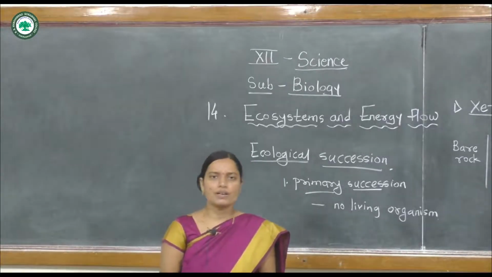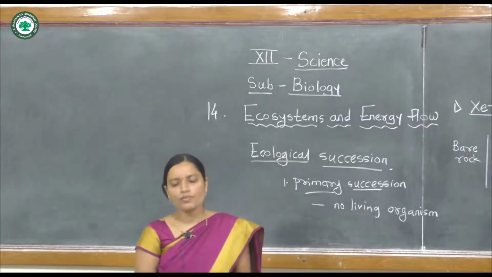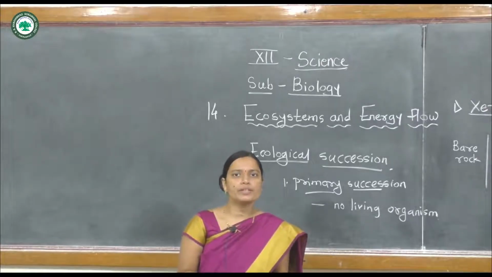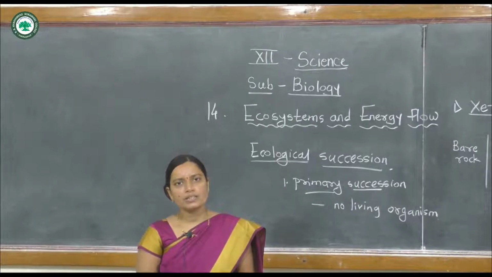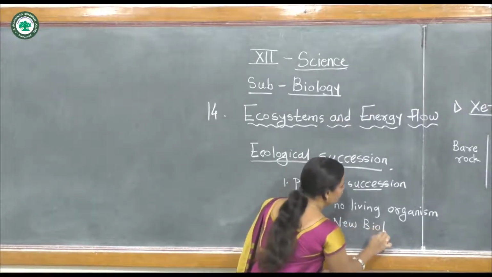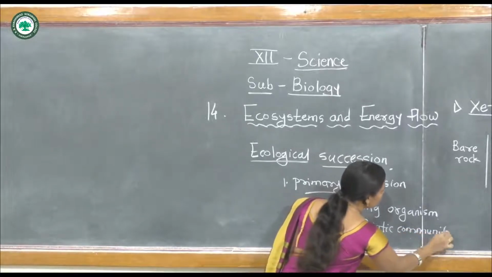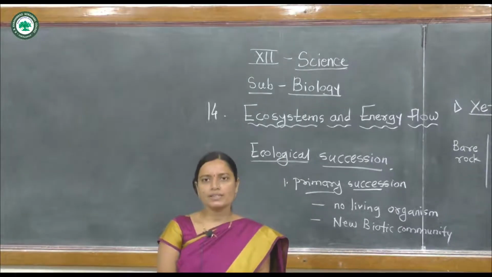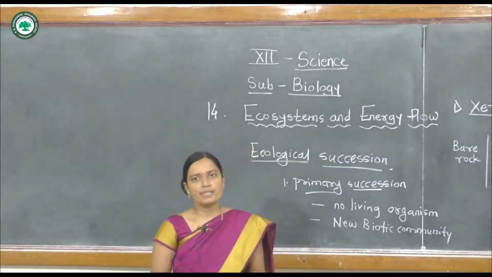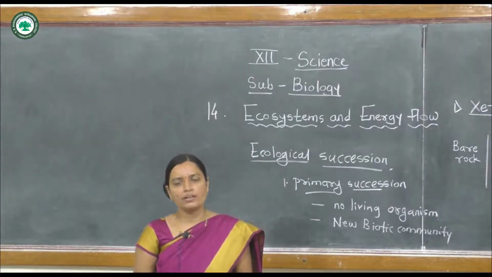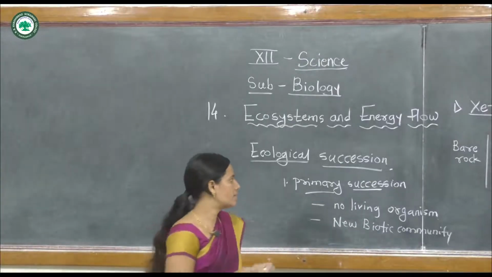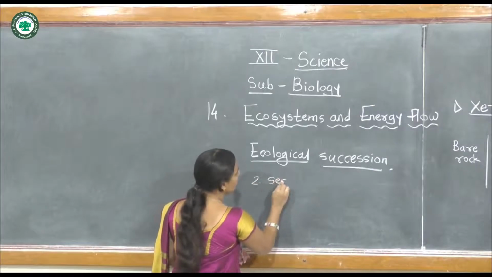Primary succession occurs on newly formed cooled lava as well as rocks, and newly created ponds and reservoirs are included in primary succession. It establishes a new biotic community. But primary succession is generally a very slow process, and it involves the hydrosphere and the lithosphere. Now the second type is secondary succession.